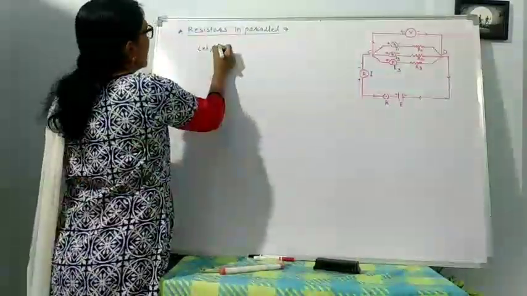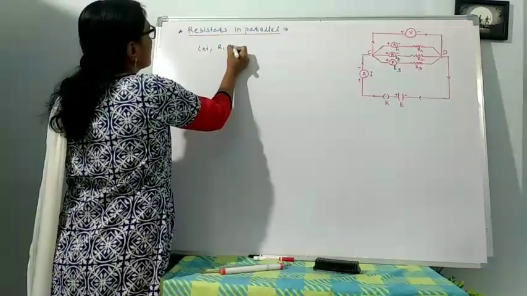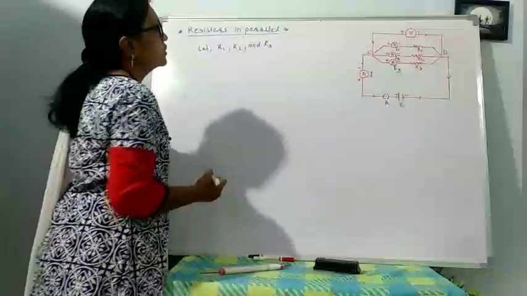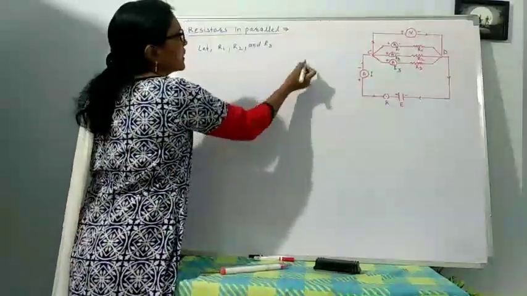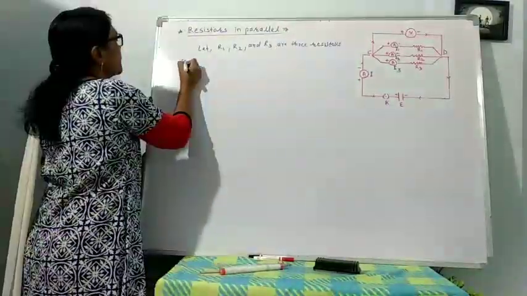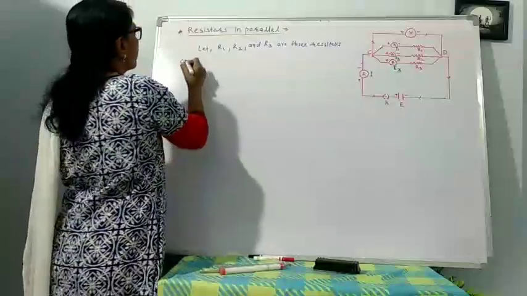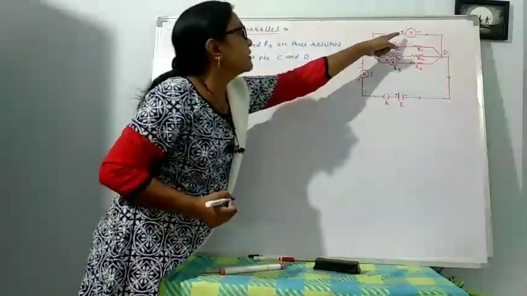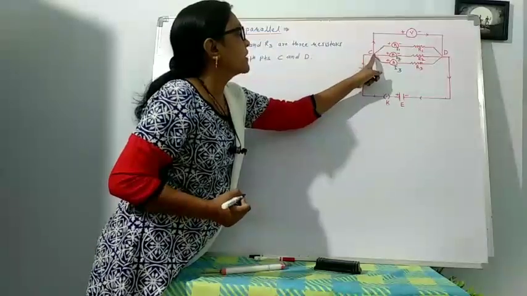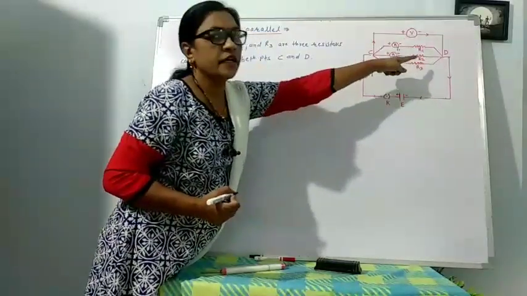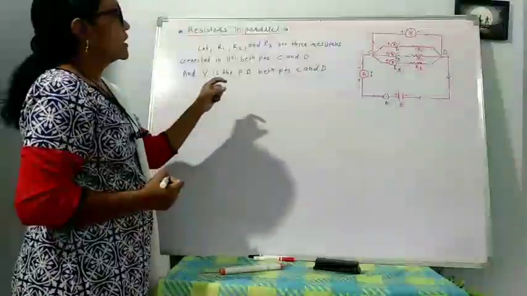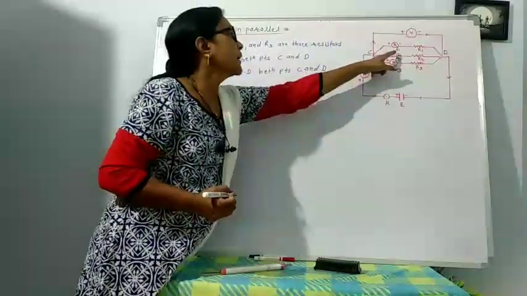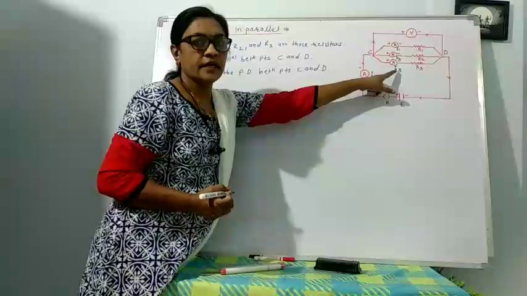Let R1, R2 and R3 are three resistors connected between points C and D, and V is the potential difference across points C and D. Total current flowing through the circuit I is equal to I1 plus I2 plus I3.